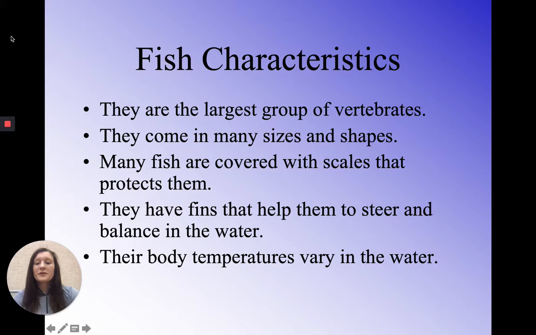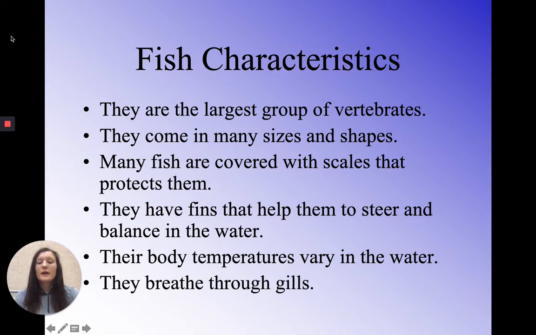Also with fish, their body temperatures vary in the water. So their body temperature does not always stay the same. And fish breathe through what are called gills.